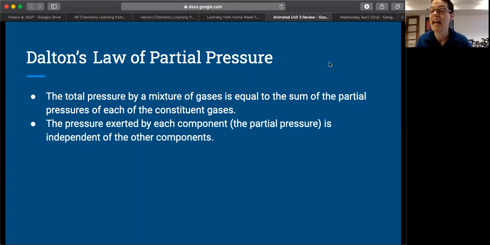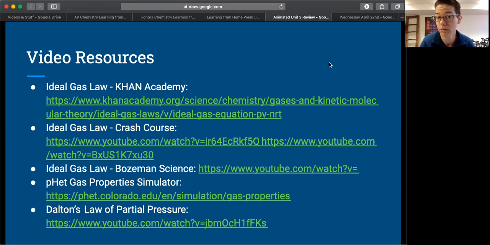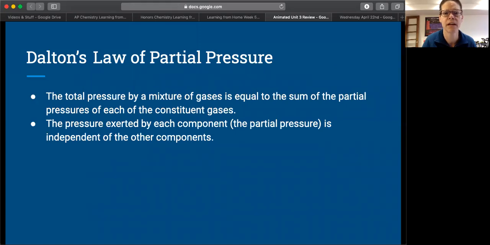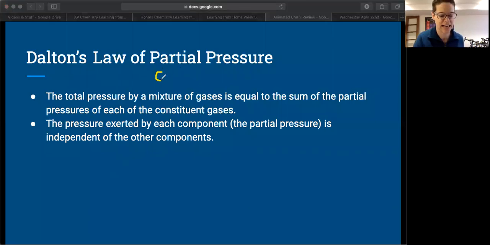Okay, so every gas's pressure is independent of everything else because they don't really care that there's other particles there. It just depends on the amount of particles of a specific gas. So it's a little different. I will say that Dalton's law of partial pressure came into play in collecting gas over water.